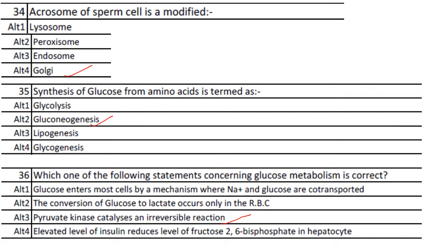Which of the following statements concerning glucose metabolism is correct? Glucose enters most cells by a mechanism where Na plus and glucose are co-transported. The conversion of glucose to lactate occurs only in RBC. Not only in RBC, it occurs in muscle cells also. Pyruvate kinase catalyzes an irreversible reaction. Now that's correct if you see the various steps of glycolysis. So alternative 3 is correct. Elevated levels of insulin reduce the level of fructose 2,6 bisphosphate in hepatocytes. That is also wrong. So the correct statement concerning glucose metabolism is that pyruvate kinase catalyzes an irreversible reaction.